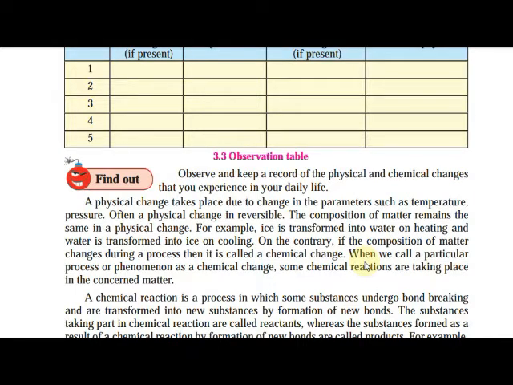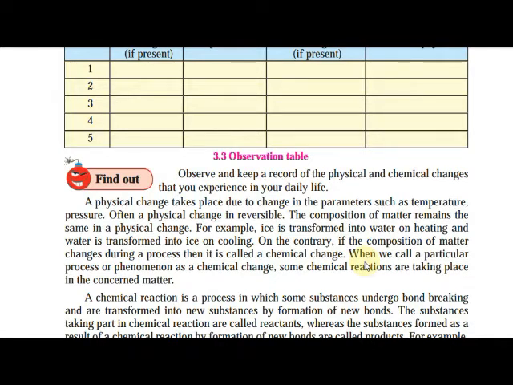A chemical reaction is a process in which some substances undergo bond breaking and are transformed into new substances. What happens in a chemical reaction? The substances undergo bond breaking and are then transformed into new substances by the formation of new bonds. The substances taking part in a chemical reaction are called reactants.